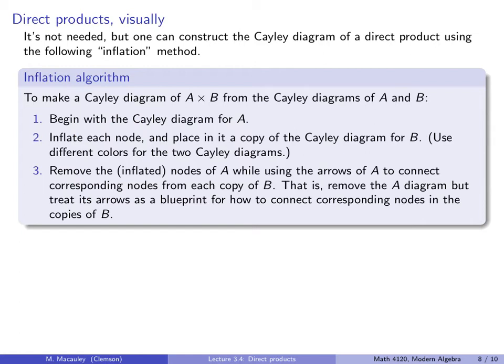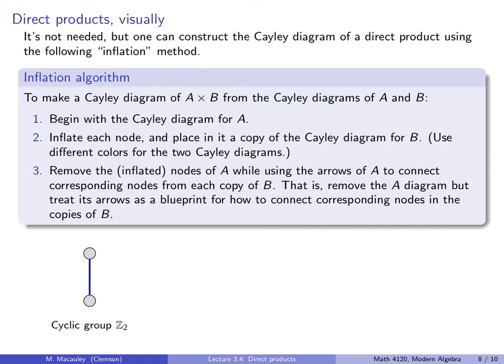Now, pop those bubbles. So remove the inflated nodes of A while using the arrows of A to connect the corresponding nodes from each copy of B. That is, remove the A diagram, but treat its arrows as a blueprint for how to connect the corresponding nodes in the copies of B. Now, you probably aren't quite following this because it's a little bit wordy, so let me start with a picture.